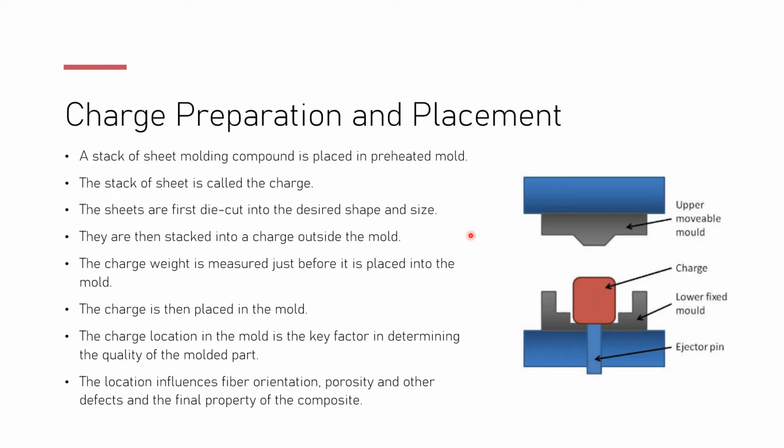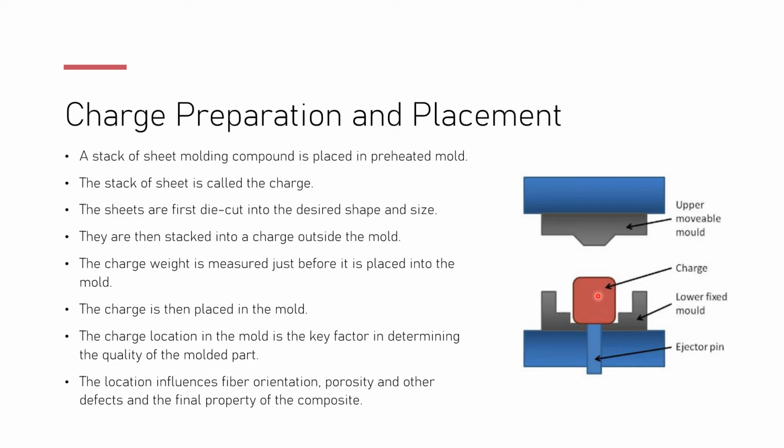Since we're going to do the molding, we're going to prepare the charge. So charge preparation and then charge placement in the mold. The stack of sheet molding compound is placed in a preheated mold. You're going to heat it. Heat is important in making shapes. The stack of sheets is called the charge. The sheets are first die cut.